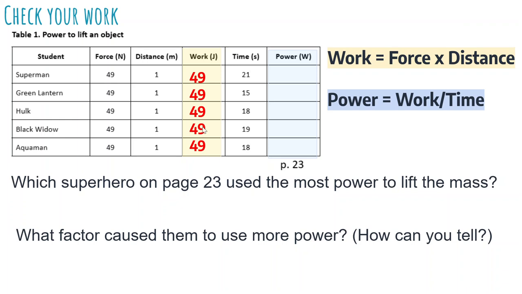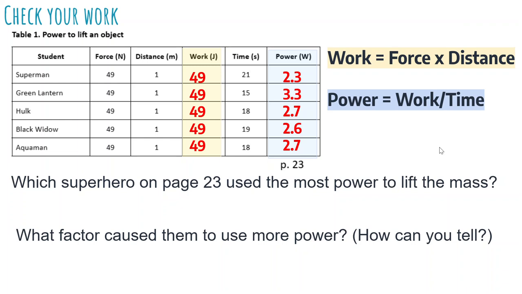Now, the thing that's different is our total power. Power is work divided by time. So again, Superman, 49 joules of work divided by 21 seconds is going to be 2.3 watts. Green Lantern, 49 joules of work divided by 15 seconds is 3.3 watts. For the Hulk, 49 joules of work divided by 18 seconds is going to be 2.7 watts. Black Widow did 49 joules of work in 19 seconds. Black Widow has 2.6 watts. And Aquaman, 49 joules of work in 18 seconds again, so he's the same as Hulk. So he got 2.7 watts.